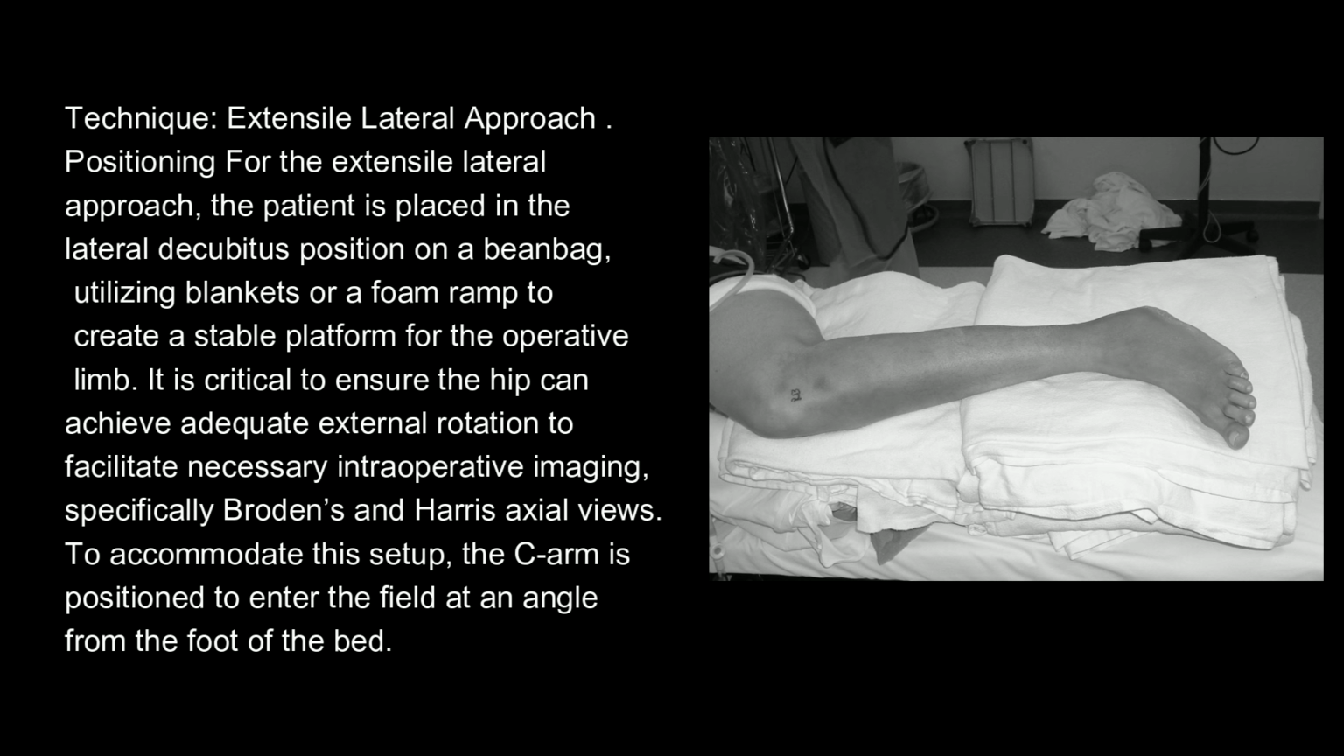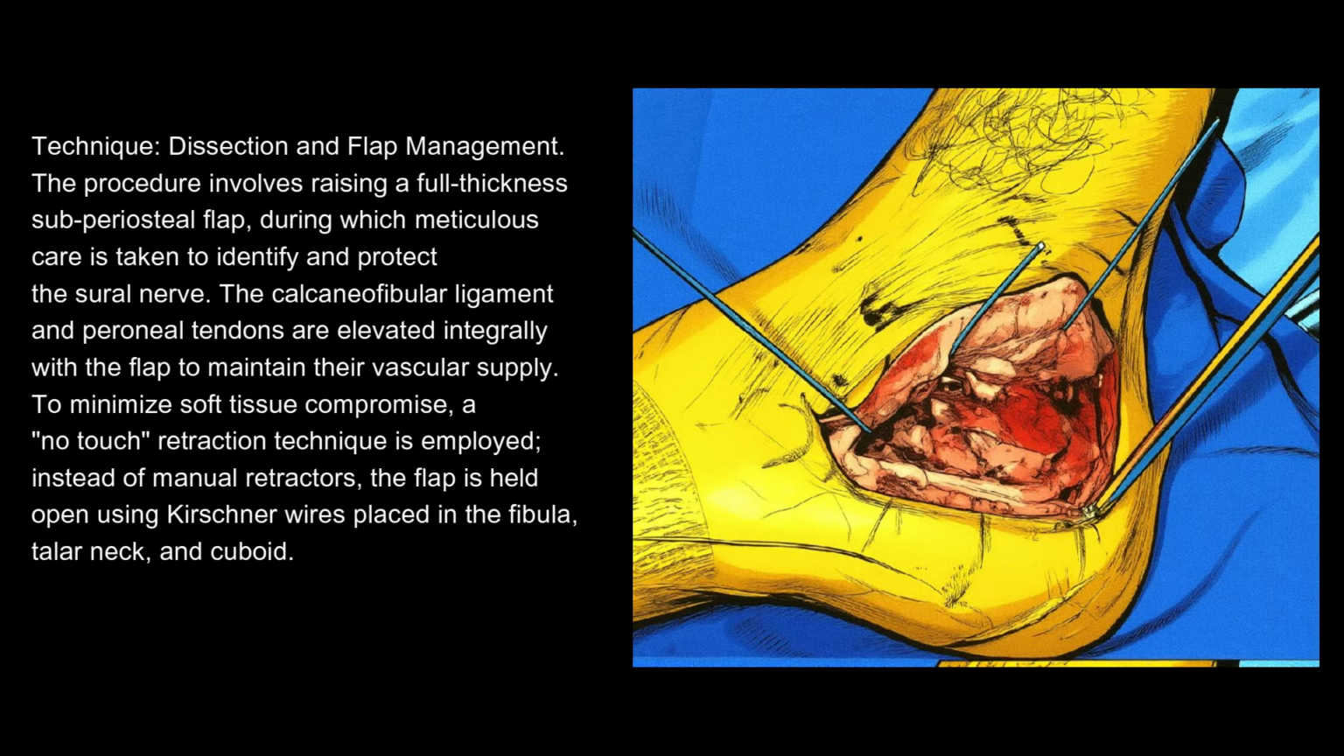Technique. Extensile lateral approach. Positioning. For the extensile lateral approach, the patient is placed in the lateral decubitus position on a beanbag, utilizing blankets or a foam ramp to create a stable platform for the operative limb. It is critical to ensure the hip can achieve adequate external rotation to facilitate necessary intraoperative imaging, specifically Broden's and Harris axial views. To accommodate this setup, the C-arm is positioned to enter the field at an angle from the foot of the bed.